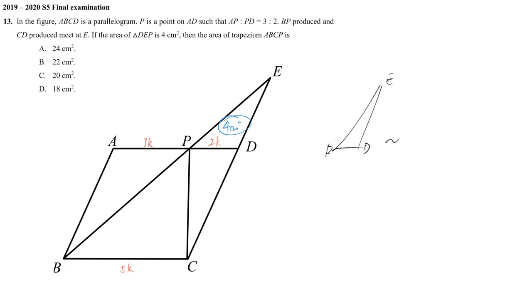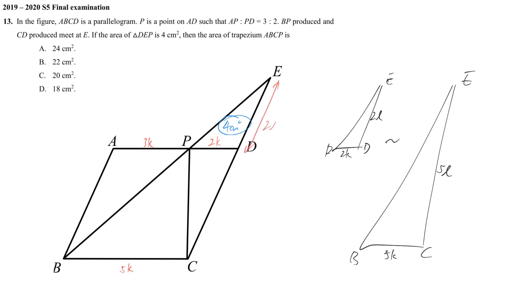A small triangle is similar to the bigger triangle from E to B to C. And then we know this is 2K while this one is 5K. So the length ratio, we already know that. That means if this is another length 2L, then this will become 5L. So this section is 2L, then the other section is the difference, 5 deduct 2, 3L.